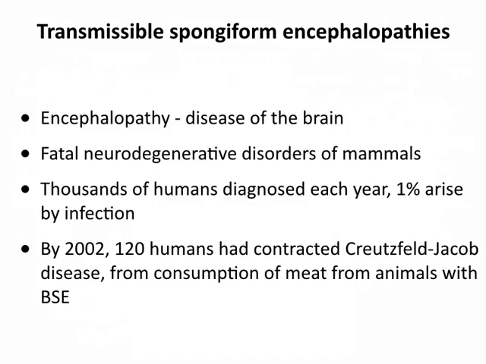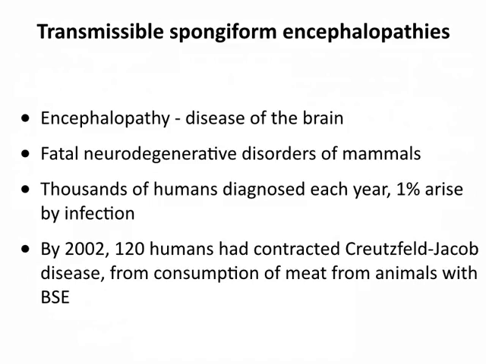These agents cause transmissible spongiform encephalopathies. Big word, okay? Encephalopathy is a disease of the brain. Transmissible is obvious. It can be transmitted. It's an infectious agent. And these are neurodegenerative disorders of mammals. We'll get into the pathology in just a moment.